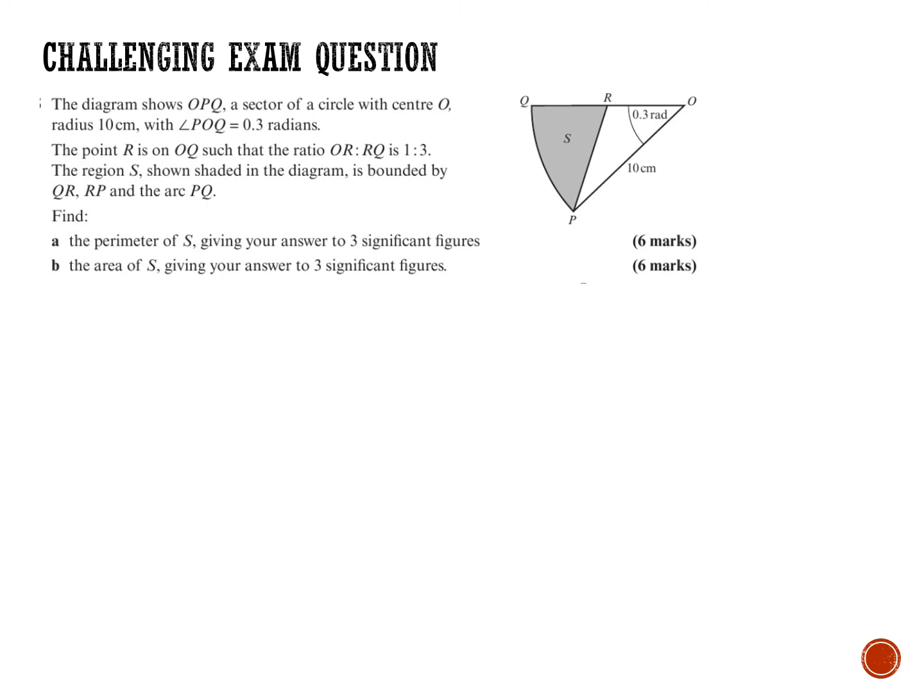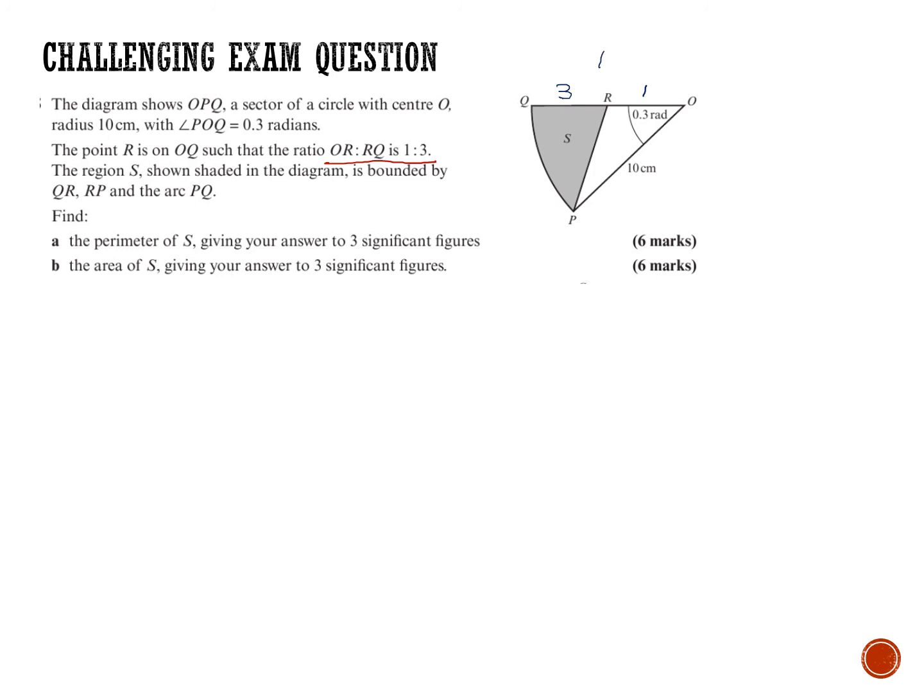Right, here's the next bits. They've not marked this on, so the point R is on OQ such that OR to RQ is 1 to 3. So we know that that whole length OQ is 10 because it's a radius. So if OR to RQ is 1 to 3, that means that this is 1/4 of it and this is 3/4 of it. You think about how your ratios work. So that's 1/4, that's 3/4. We know the whole length is 10, so that enables us to work these bits out.